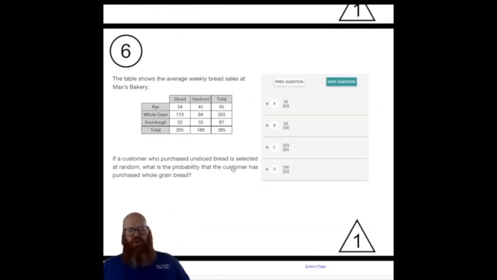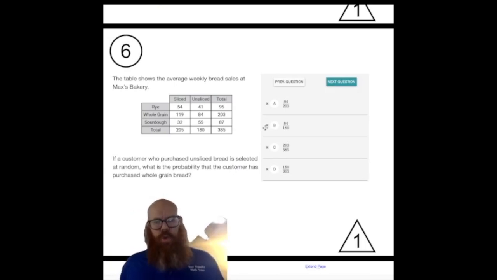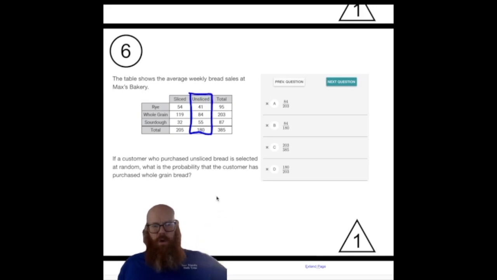Okay, now on to number 6. We got a two-way table here. It says if a customer who purchased unsliced bread, so only someone who purchased unsliced bread. So of this two-way table, we are only looking at this column. So of the people that purchased unsliced bread, right away we're down to 180 that we're even looking at.